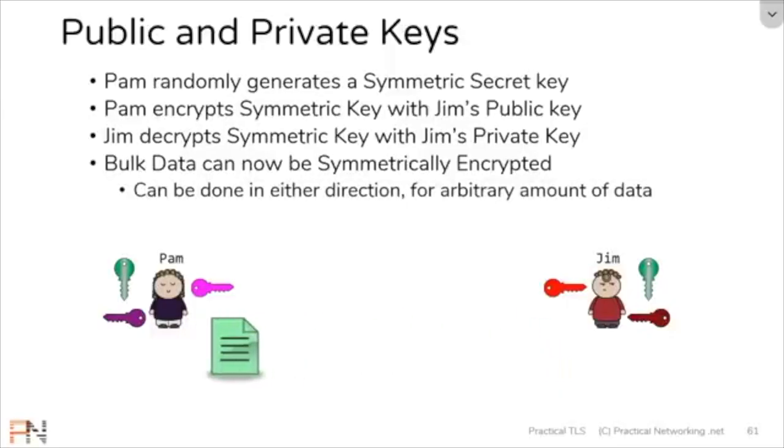Here, Jim is sending something to Pam securely using that same symmetric key. Now that both parties have the identical symmetric key on either side, they can continue to use that for however much data that they want to protect.